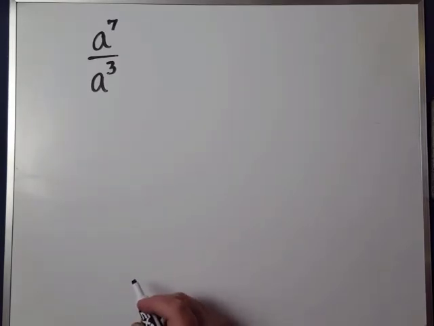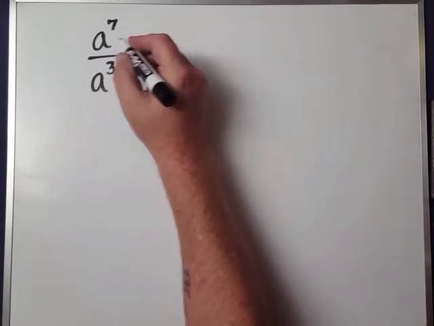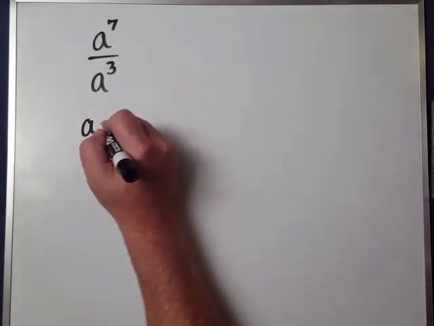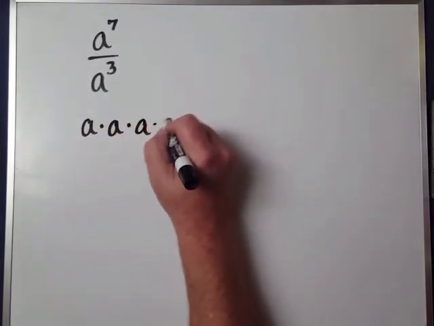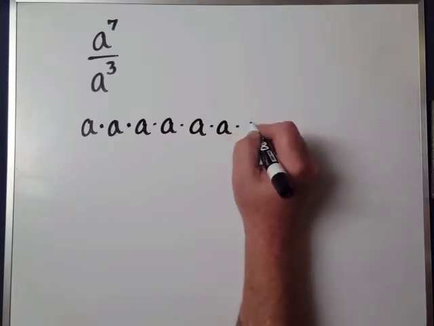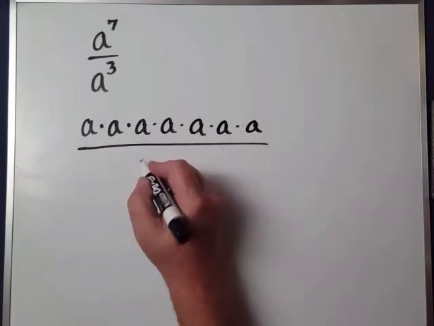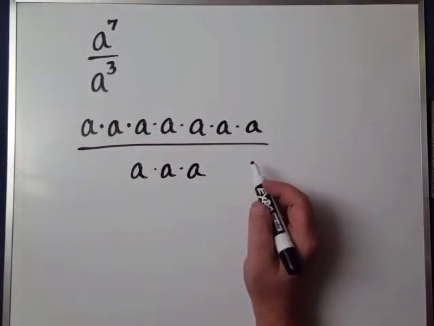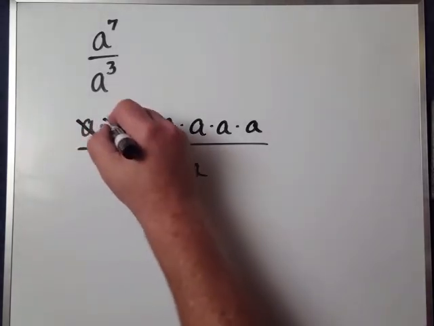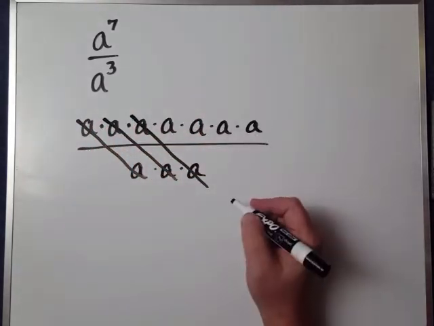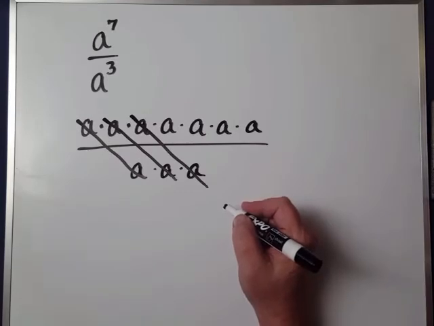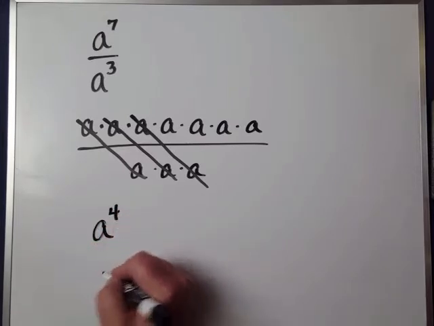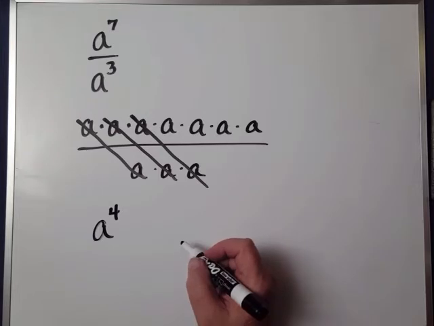If we treat this in a way similar to how we did the last section and expand our exponential expressions, what we have is 7 factors of a in the top of this fraction and 3 factors of a in the bottom. Now, when I'm done canceling factors of a that are common to the top and bottom, how many factors of a are left and where are they? There are 4 factors of a left in this numerator. That's a to the 4th. It would be over 1. We don't write over 1.